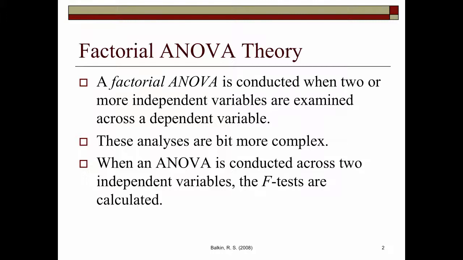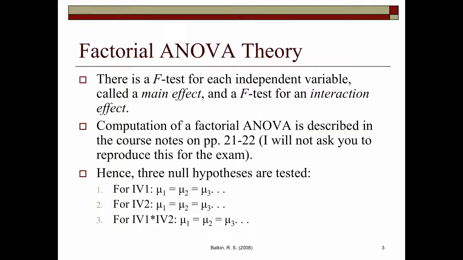As a result, these analyses are a bit more complex because we're going to have to calculate more than one ANOVA result. We're going to have to look at an f-test for each independent variable, as well as something called an interaction term. We'll have an f-test for an interaction term. When we look at an f-test for each independent variable, we call those main effects. That's an important term that I want you to keep in your head here: a main effect is an f-test for one of the independent variables.